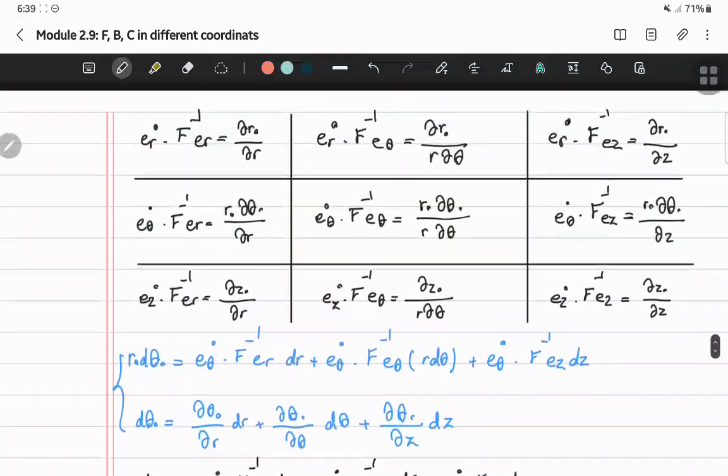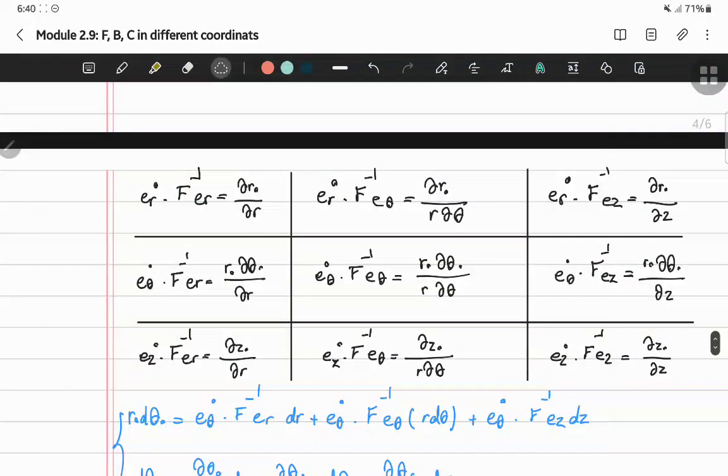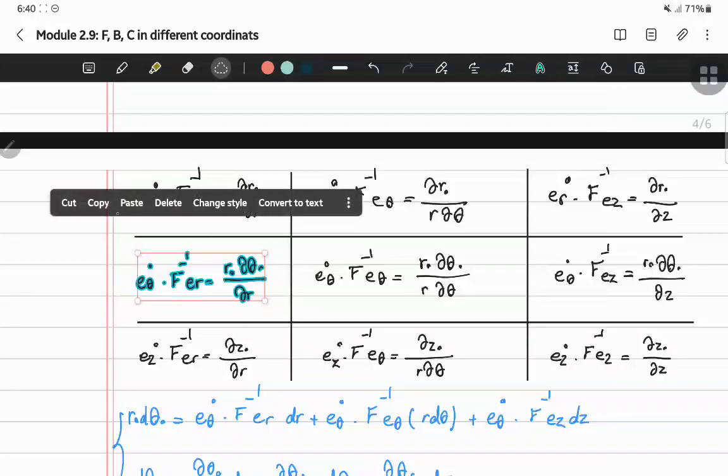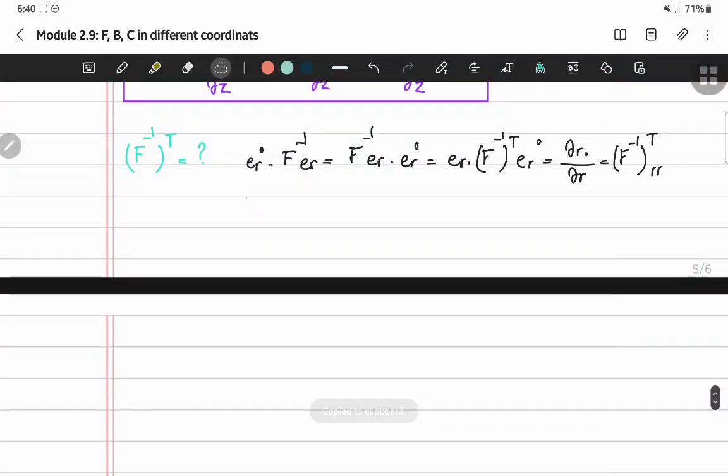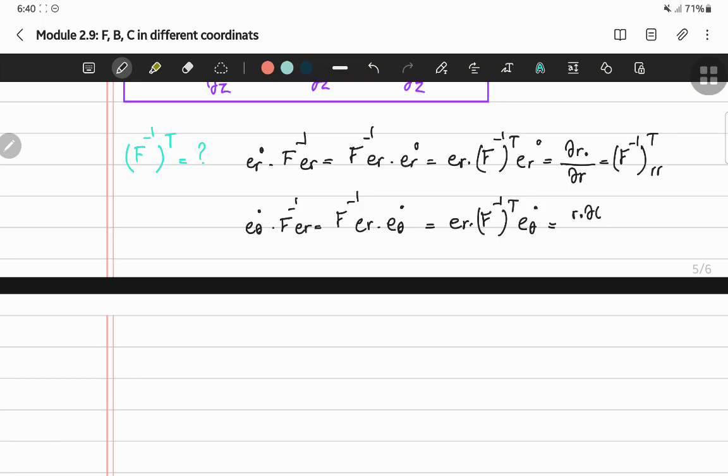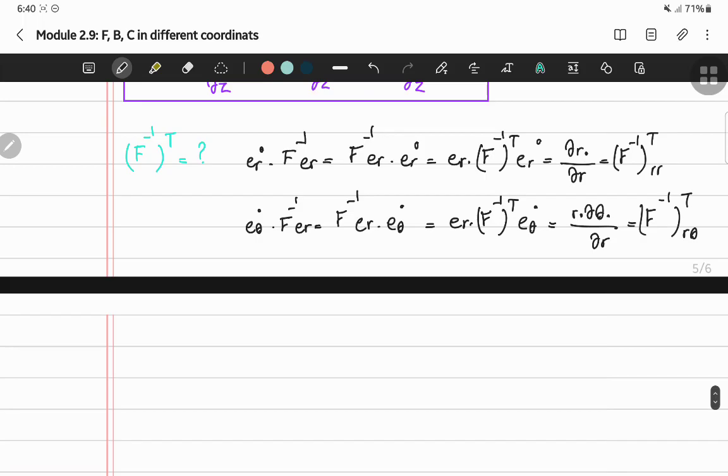Then I have this one, so you copy and I paste in here. So if we get rid of this, you have F inverse ER dot E theta 0 is equal to ER dot F inverse transpose E theta 0, which is equal to R0 partial derivative of theta 0 with respect to R. So this is F inverse transpose R theta. All right.